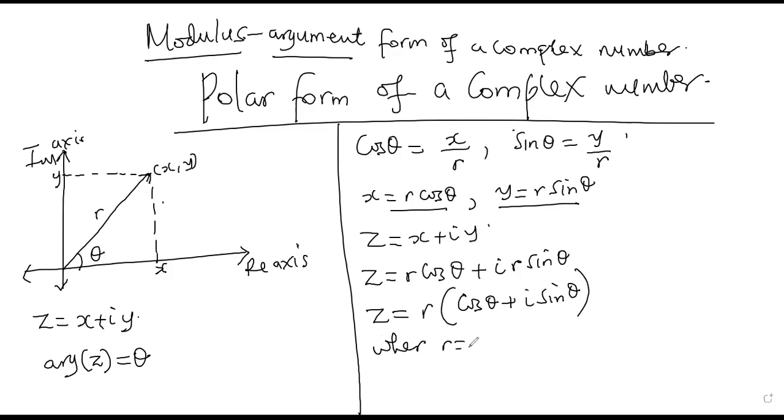Where R is equal to the modulus of Z, which is equal to the square root of X squared plus Y squared. So what I have derived here is what we call the modulus argument form of a complex number. You need to first get the modulus, you get the argument, you substitute in this equation, and you get what we call the modulus argument form of a complex number.